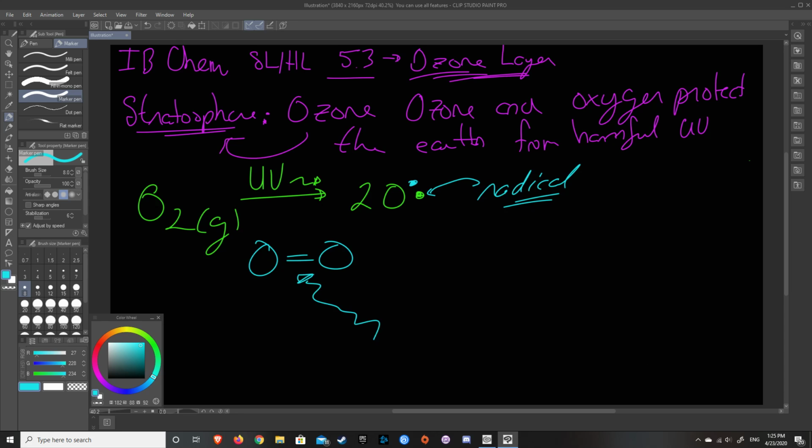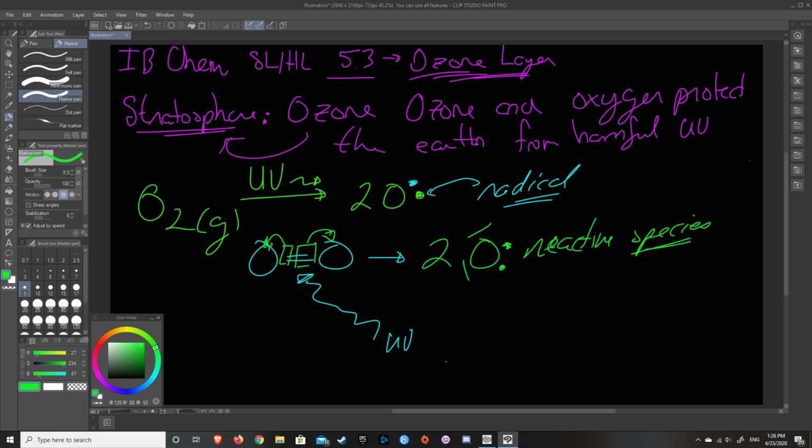So when strong UV radiation comes in, it causes the 2 electrons on the right to go back to the right oxygen, and the 2 electrons on the left to go to the left oxygen. So what we get left with is 2 oxygens with paired electrons, and then 2 radical species, 2 radical unpaired electrons that want to bond. With these wanting to bond, it's a very reactive species.